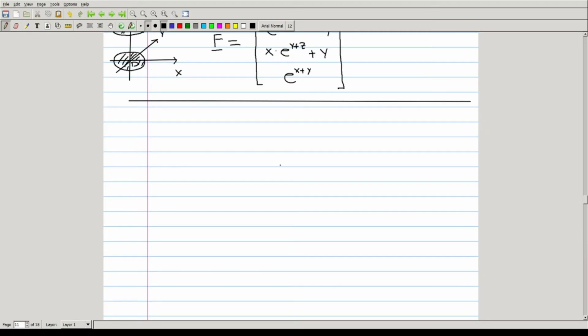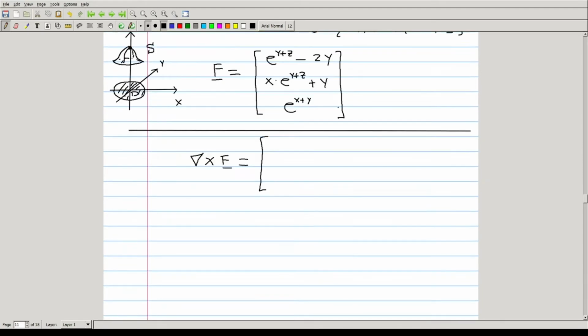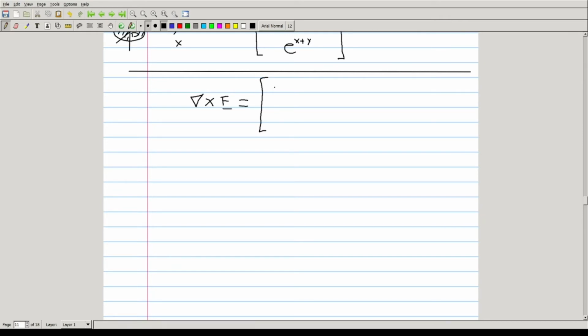And you can go through like you normally would and calculate the curl. This would be good for you to check. But when I take the curl of this vector field right here, the curl is going to end up being e to the x plus y minus x times e to the y plus z. That's the first component of the curl. The second component will end up being e to the y plus z minus e to the x plus y. And the third component of the curl is just going to be 2.